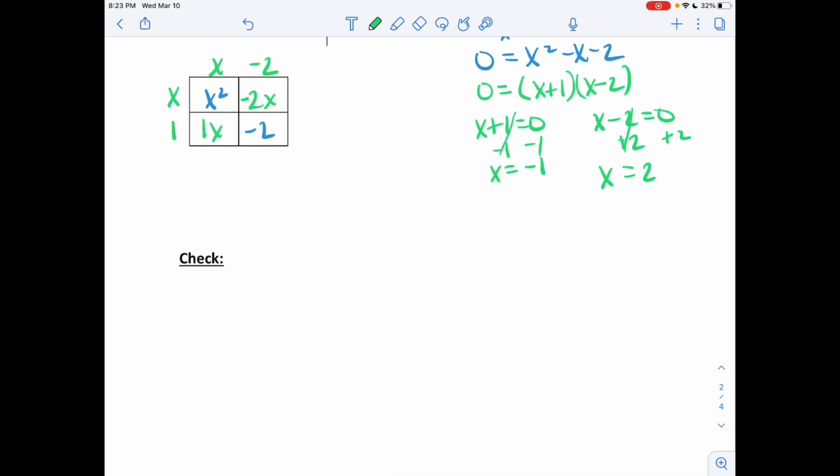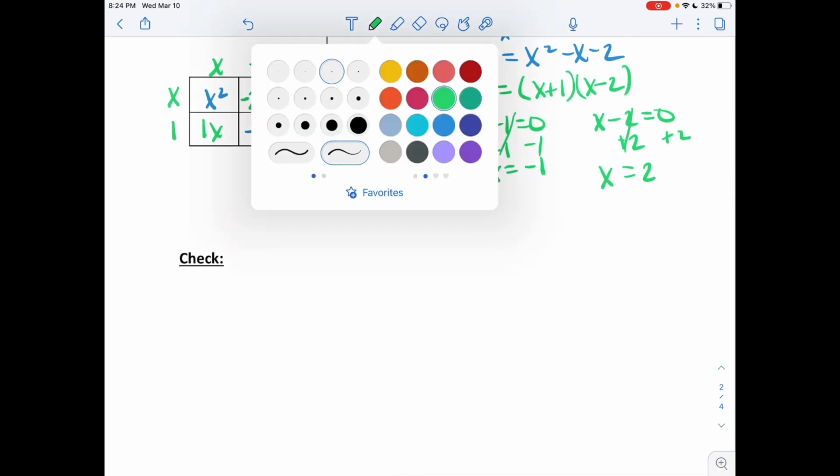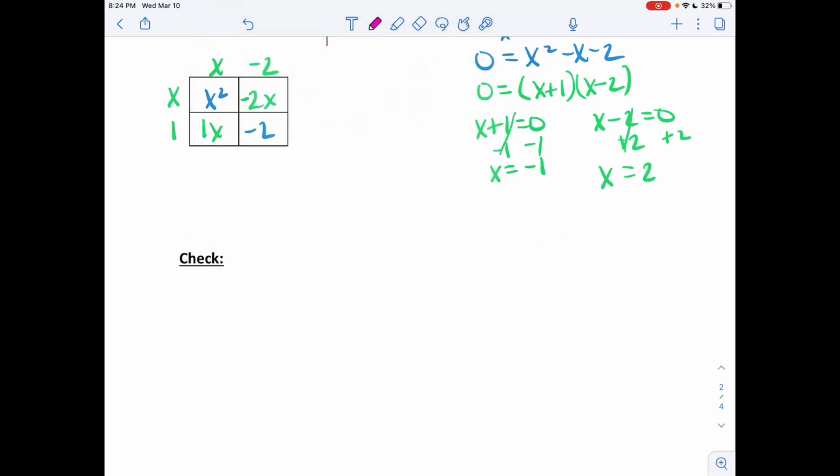So I'm going back into my original equation with each of these solutions. So if I try x equal to 2, I'm going to plug 2 in everywhere that I see x in my original equation. So I'm going to say square root of 2 plus 2. I have a plus 1 on the outside, and that's going to be equal to the square root of 3 minus 2.